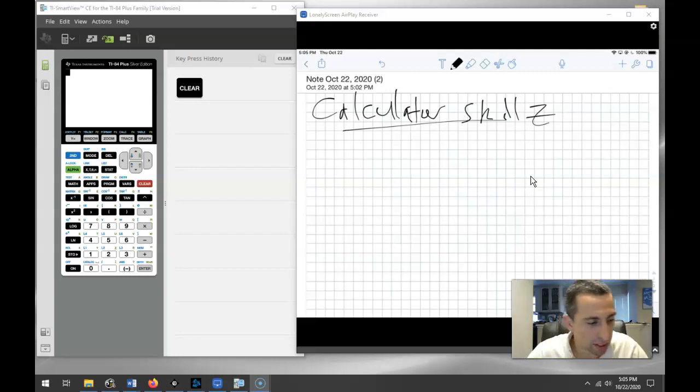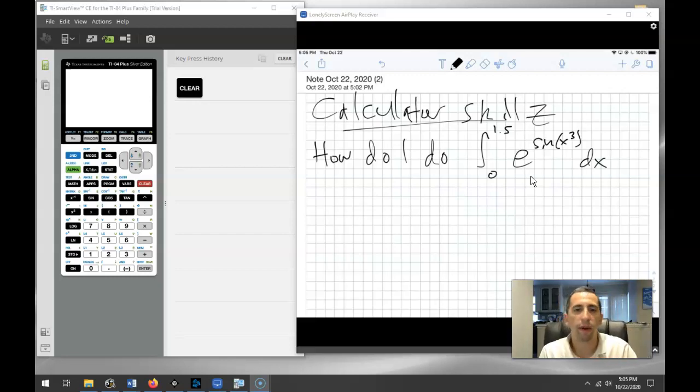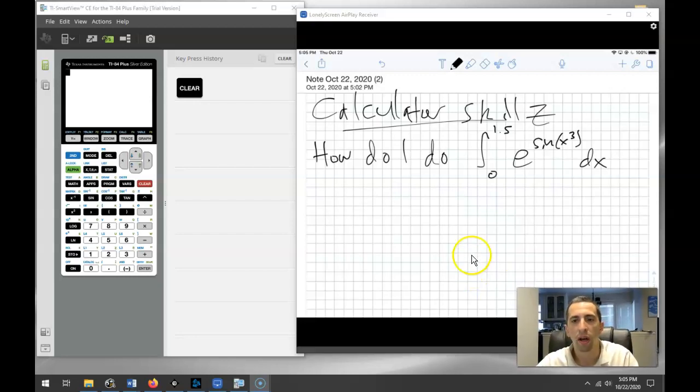Okay, the first thing is integrals, because you might look at something and say, how do I do a super challenging integral, like the integral from 0 to 1.5 of e to the power of sine of x cubed? Hopefully it's obvious that a U sub is just not going to cut it on this. It's way too complicated. There's way too much going on. But this is something your calculator can do very, very quickly.